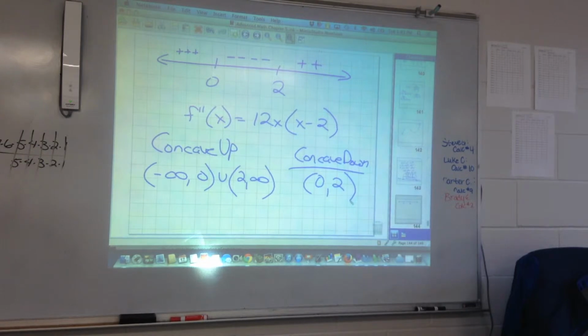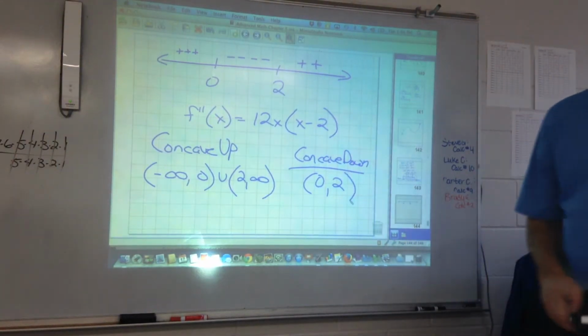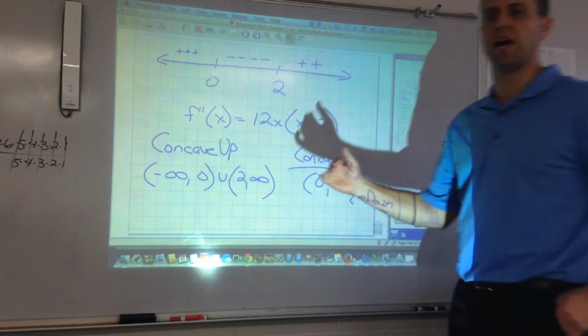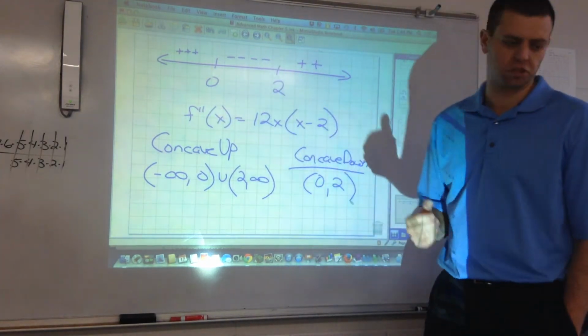And then 0 and 2 were the inflection points. Is that all we're doing? So would we just put x equals 0? If they did ask for the specific point, you would have to plug 0 back into the original function and 2 back into the original function.